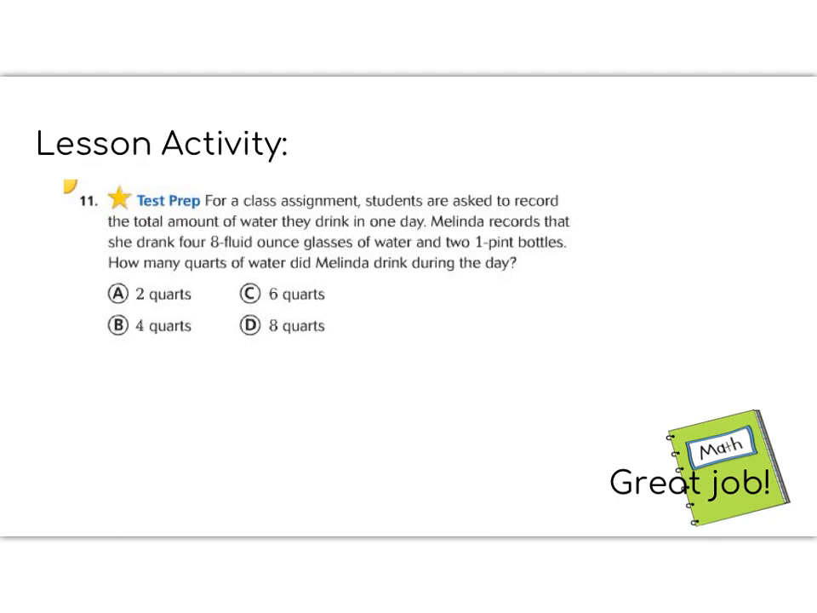Let's think about what we know. We know that she drank 4 8-ounce glasses, 2 1-pint bottles, and that our question is how many quarts of water did she drink? So let's start with our 4 8-ounce glasses. Well, if we have 4 glasses and each one is 8, then our first step would be to multiply 4 times 8, which gives us 32 ounces. And remember, that's fluid ounces.